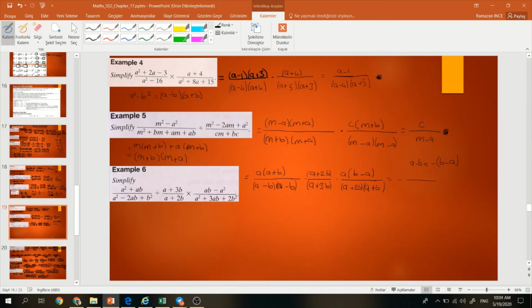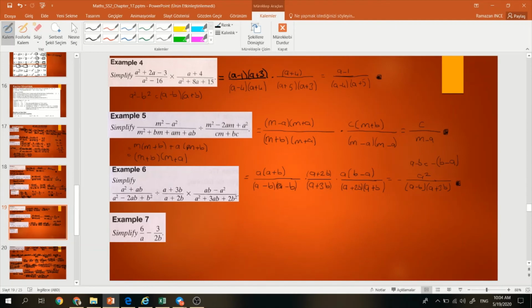Now in the up part, a plus b is gone, a plus 2b is gone, b minus a is gone. Only a times a remains, which means a squared. Be careful. Then in the down part, a minus b is gone. One of the a minus b remains. We can write it a minus b. Then a plus 3b is gone. Then a plus 3b, a plus 3b. Then a plus 2b is gone. A plus b is gone. That's what we have as an answer.